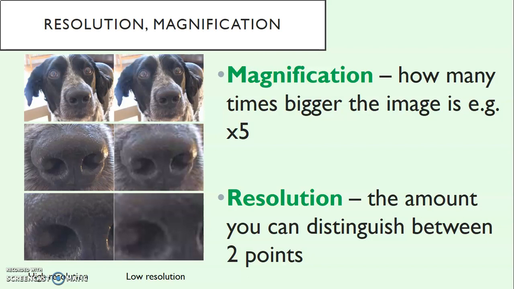Now, a couple of words you absolutely need to understand are magnification and resolution. So magnification is how many times bigger the image is. So we can see here we've got our dog, and we are magnifying this image of the nose. So we are making this image bigger.